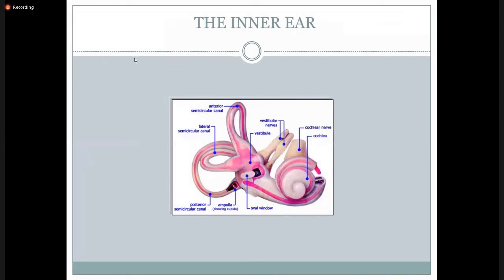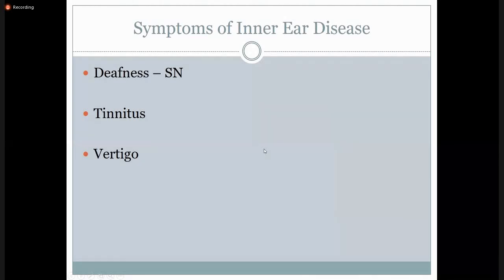This is a picture of inner ear. There are 3 semicircular canals, which are concerned with balance. And this is the cochlear nerve, this is the vestibular nerve, this is the vestibule, ampulla, and this is the cochlea, in which we have the hair cells responsible for hearing and conducting to the brain main center. So when inner ear is involved, the main symptoms of the patients are deafness or impairment of hearing.